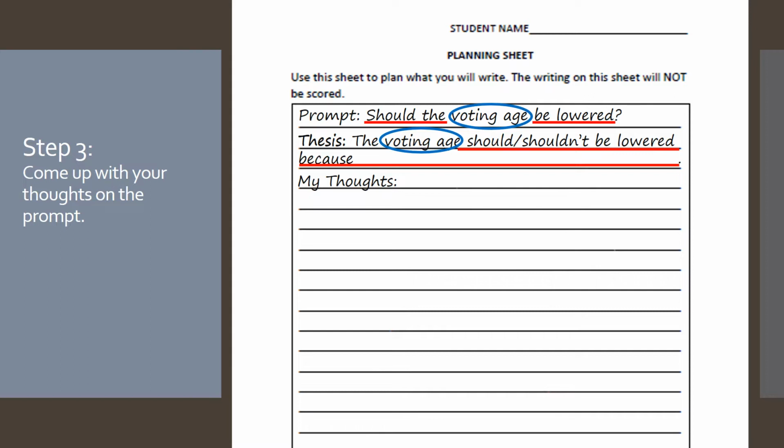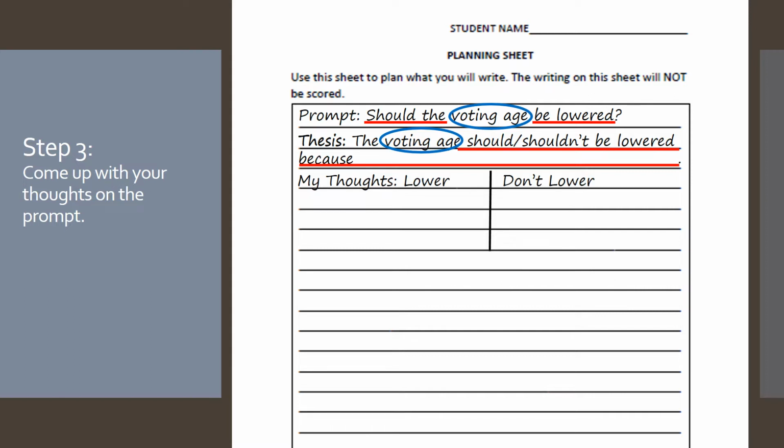And because this is an argumentative prompt where there's two sides, you could say, yes, the voting age should be lowered, or no, the voting age should not be lowered. You're going to want to come up with what you think are going to be reasons for both sides. That way you have those thought up. So I'm going to divide my thoughts in half by just drawing a line down the center.